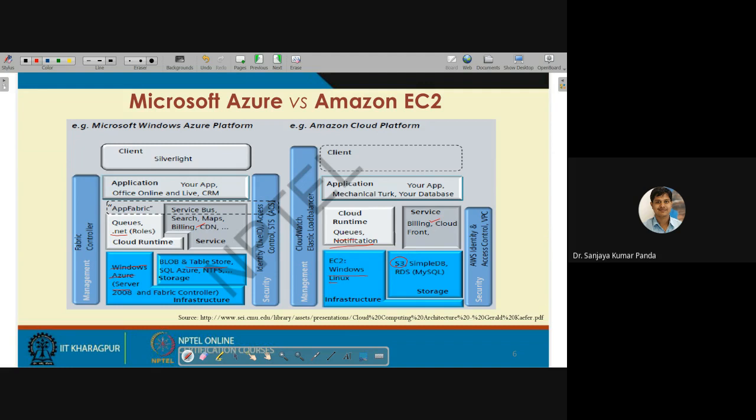Similarly, applications like CRM, video conferencing, or live streaming are supported here. Here also, you can deploy some kinds of applications. If you want to go for your own database, you can go for Mechanical Turk. These are the types of applications you can also put in Amazon EC2. So you can compare one architecture with another, but the types of services they provide are more or less the same, because both provide infrastructure, platform, and software as a service.